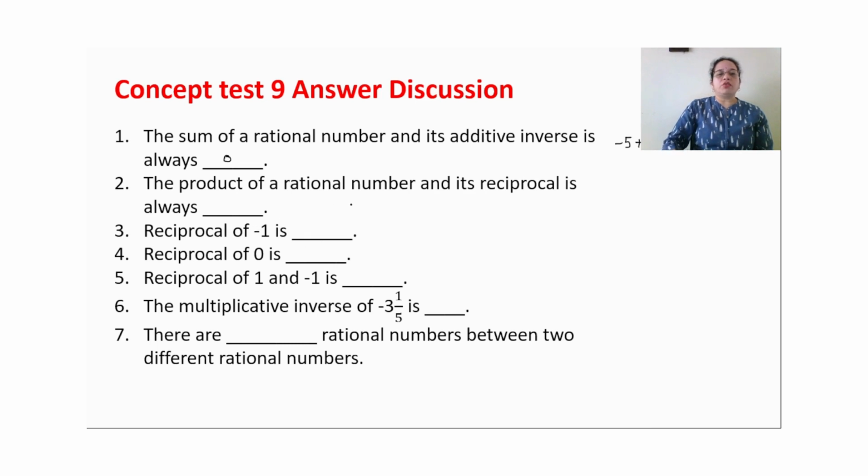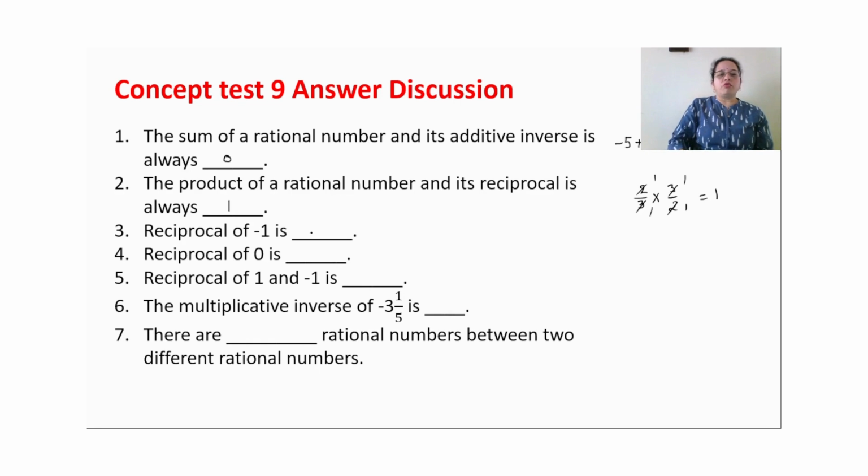The product of a rational number and its reciprocal is always 1. You can take a rational number 2 upon 3. What is the reciprocal of 2 upon 3? 3 upon 2. We need to find out their product. So 3 and 3 will get cancelled, 2 and 2 will get cancelled, and your answer will be 1.